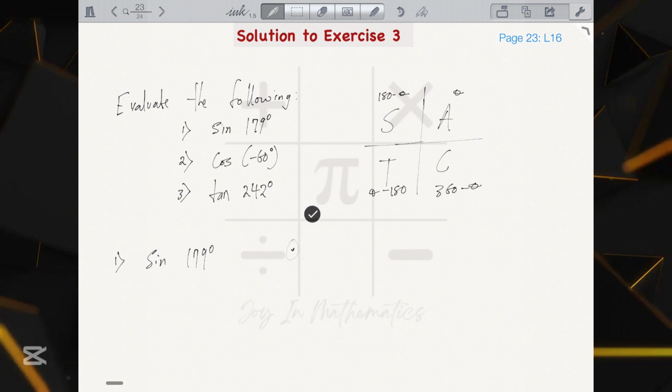All right, so we can see here now that 179 degrees is greater than 90 degrees, but less than 180 degrees. So we can say that it falls into the second quadrant. And in the second quadrant, only sine is positive.